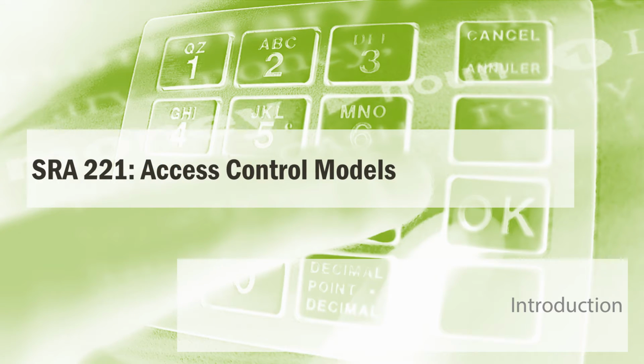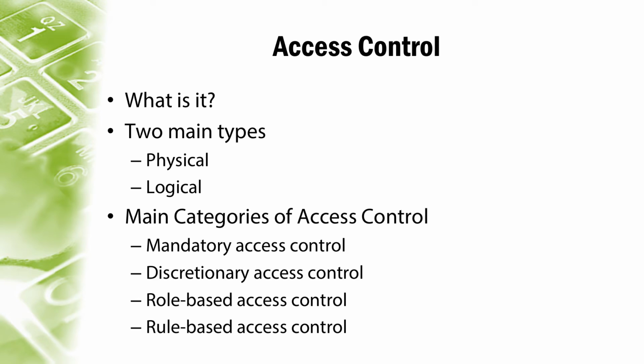Welcome to SRA 221. In this video, we will be discussing access control models. Access control is any mechanism by which a system grants or revokes the right to access some data or perform some action. Normally, a user must first log into a system using some authentication system.